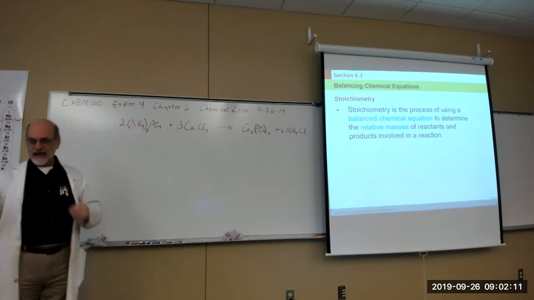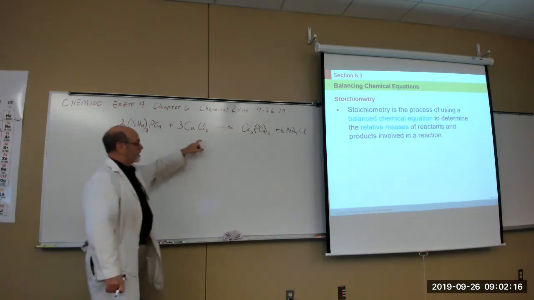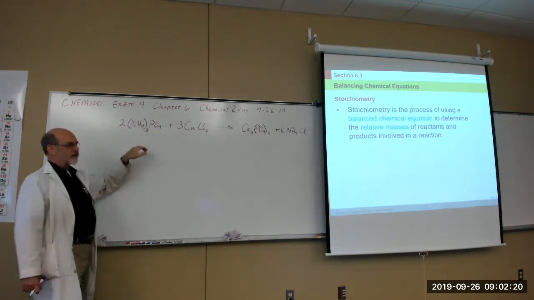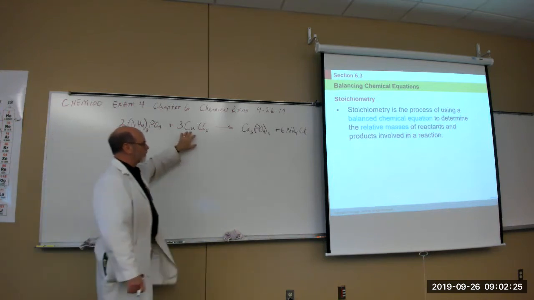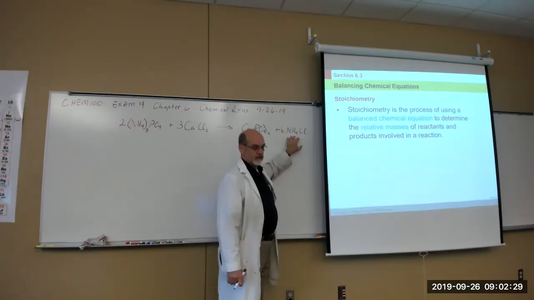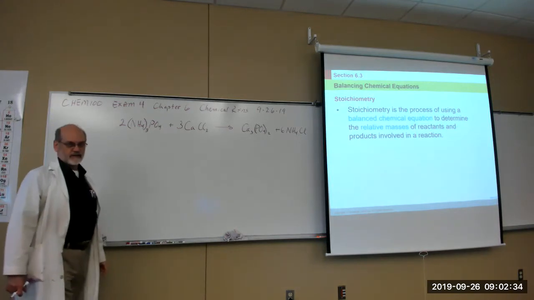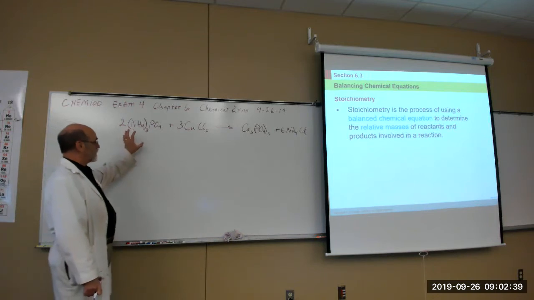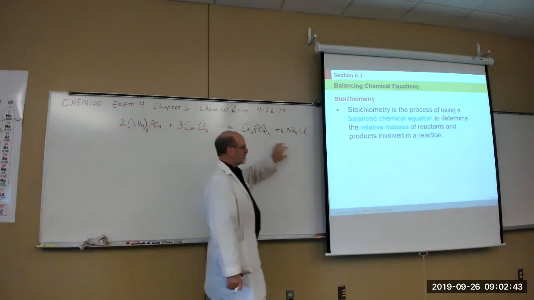Now, I want to hammer this point hard. When you look at this equation, what are you seeing? You're seeing a representation of molecules. Like 2 molecules of that with 3 molecules of that makes 1 molecule of that and 6 molecules of that. We said nothing at all about mass, only numbers. Okay, so many numbers of this plus so many numbers of that makes so many numbers of this and so many numbers of that.